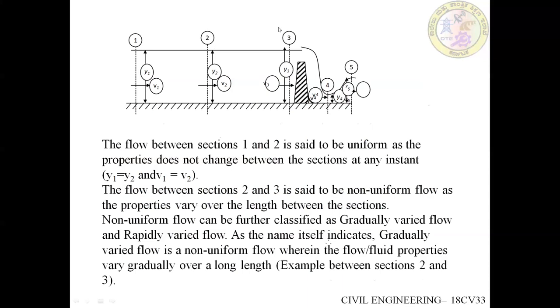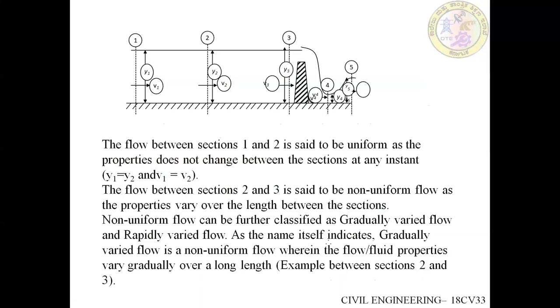Similarly, if you consider the section between 2 and 3, we can classify this flow as non-uniform flow. Here you can see the property is varying. The y2 will not be equal to y3; it is slightly increasing here. Similarly, v2 will not be equal to v3.